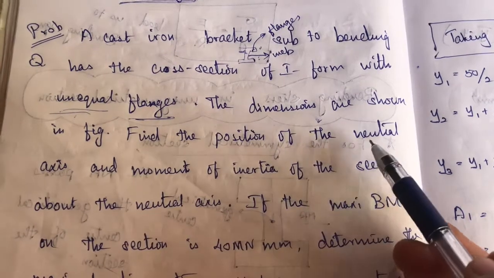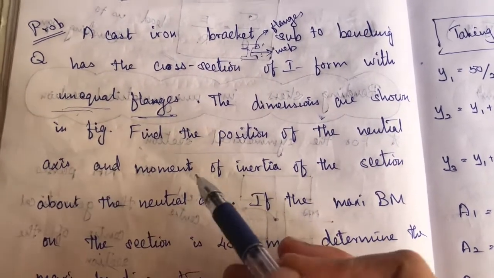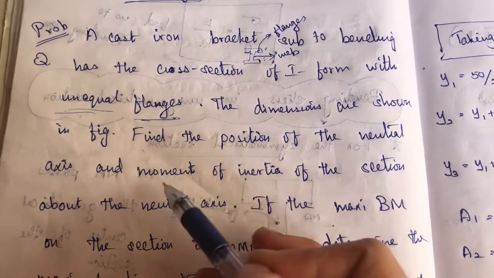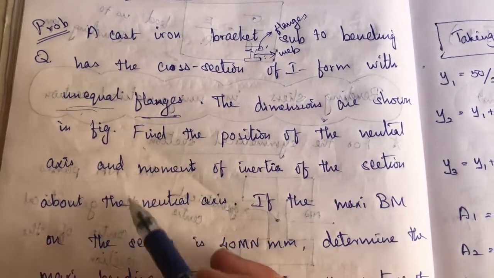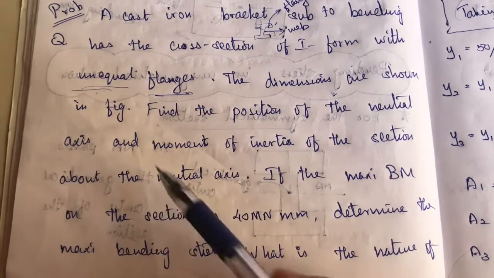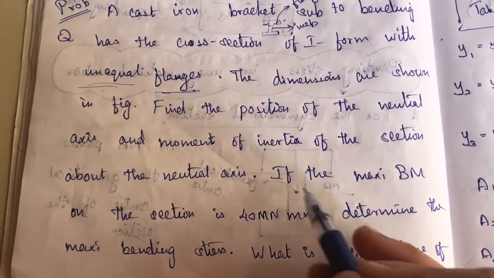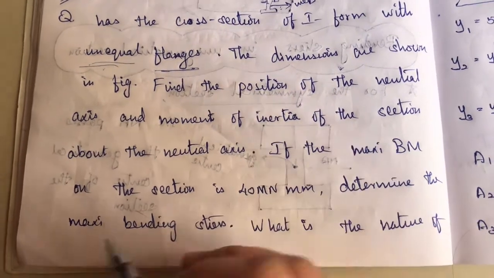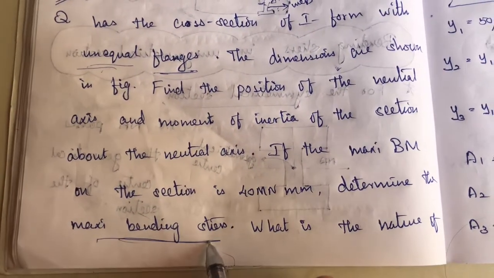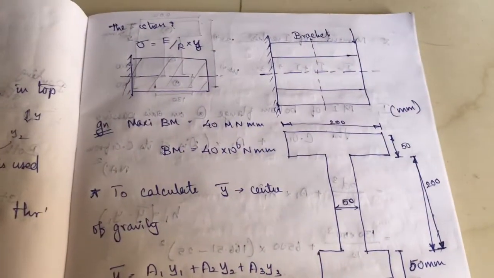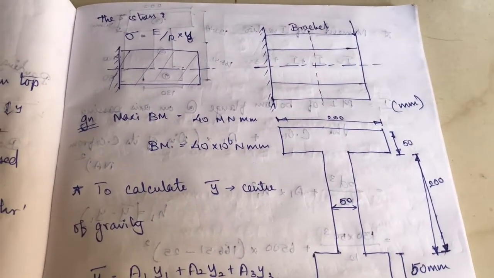Find the position of the neutral axis and the moment of inertia of the section about the neutral axis. So we need to find these two things. If the maximum bending moment of the section is given, then determine the maximum bending stress. And what is the nature of the stress? So we need to find these things.